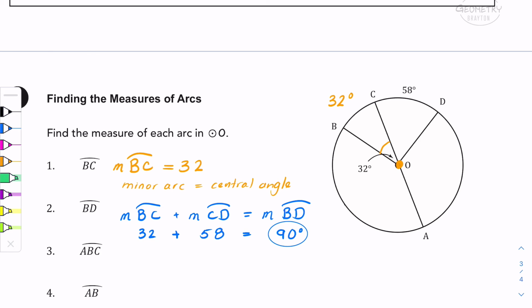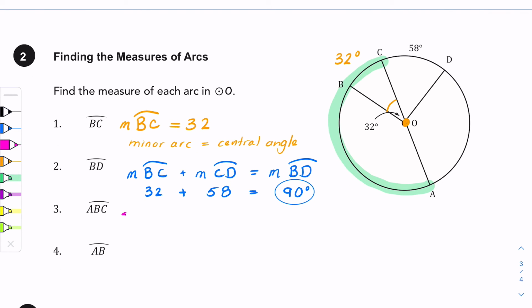Next, we're looking at arc ABC. So A through B to C. This is a semicircle. So semicircles are automatically equal to 180 degrees. The measure of arc ABC is equal to 180 degrees.